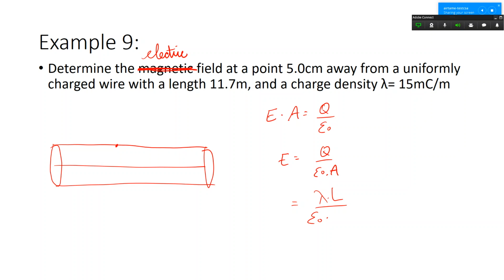Exactly, the circumference times the length. If I were to cut my toilet paper, it becomes just a rectangle. One side of my rectangle is the circumference, and the other side is going to be the length. So it's going to be 2 pi rL. Look, my L is not even important in this problem. So now my electric field is going to be equal to lambda over epsilon naught 2 pi r. And r, remember, is my 5 centimeters.